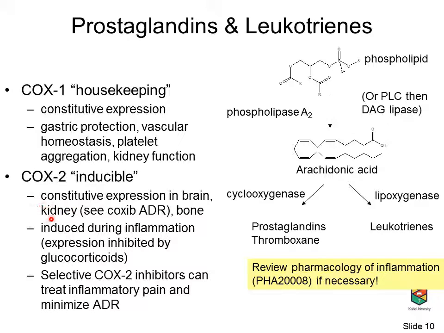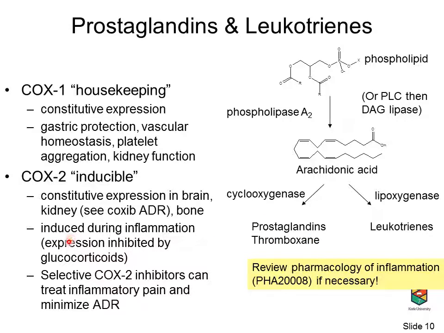The fact that COX-2 is expressed constitutively in kidney will be important when we start talking about a class of compounds called COXIBs, and we're looking at some of their adverse effects. That's mediated by the expression of COX-2 in the kidney, and it's also expressed in bone. But the biggest difference between COX-2 and COX-1 is that the expression of COX-2 in most tissues is inducible. So it's induced during inflammation, and when there are pro-inflammatory signals, the expression of cyclooxygenase 2 is increased, and then that drives the production of prostaglandins.